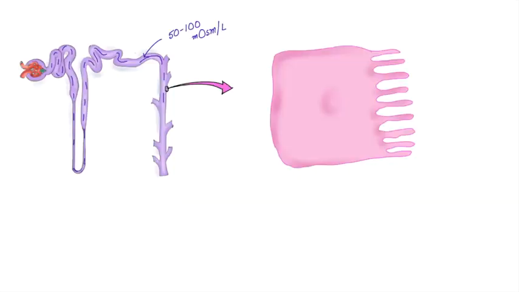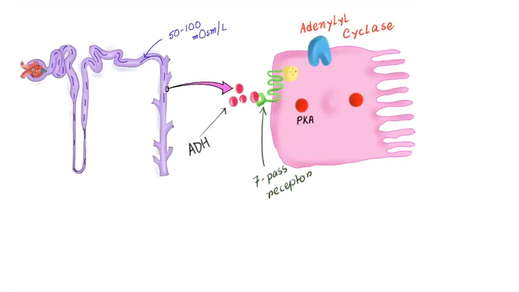Now let's see how ADH alters the cellular environment. Cells of this part of the nephron have receptors for ADH. They are serpentine receptors or 7-pass receptors. ADH binds with this serpentine receptor, which stimulates intracellular G protein, and the G protein stimulates adenylyl cyclase, which converts ATP into cyclic AMP. When intracellular cyclic AMP goes up, it will activate protein kinase A. All these steps are nothing but to activate this enzyme.